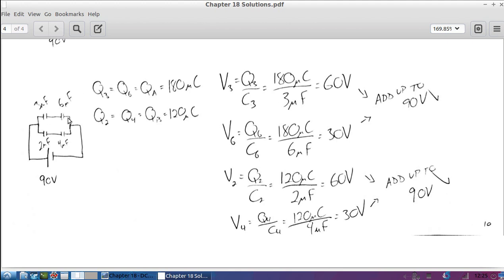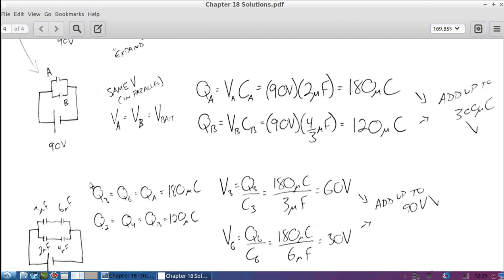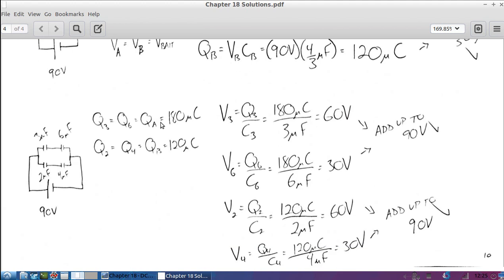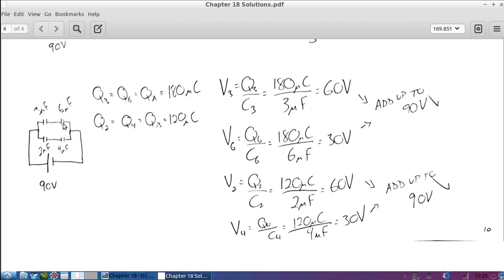I'm going to add these two up, and what do I get? 90 volts, which is the voltage across the battery. Because remember, the voltage across A is the voltage across B is the voltage across the battery. So their voltage drops add up to 90 volts. So I'm doing a good job so far.